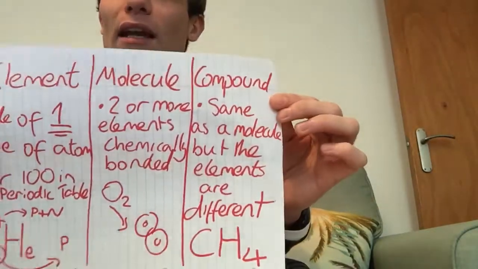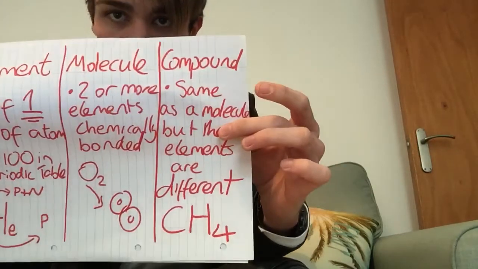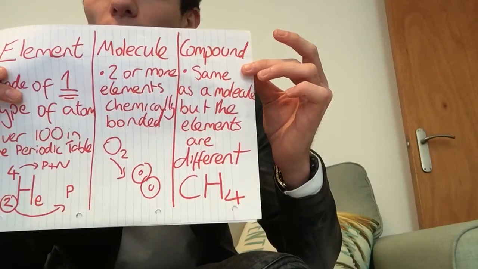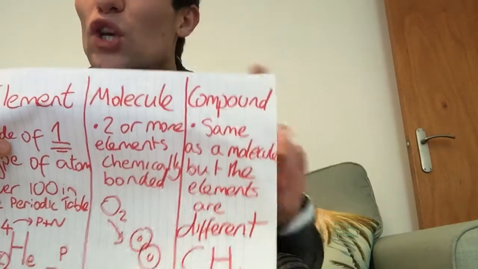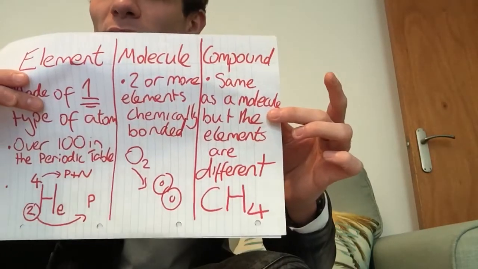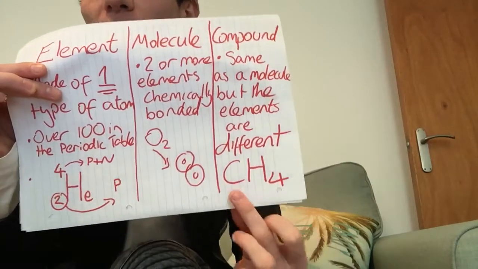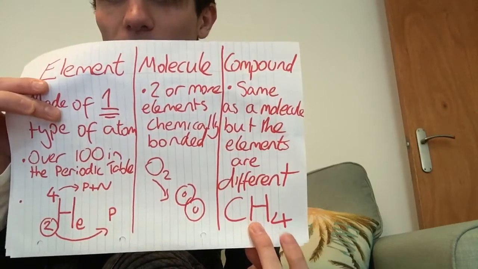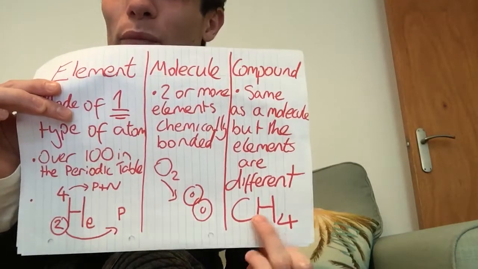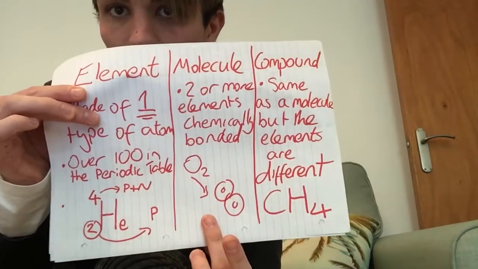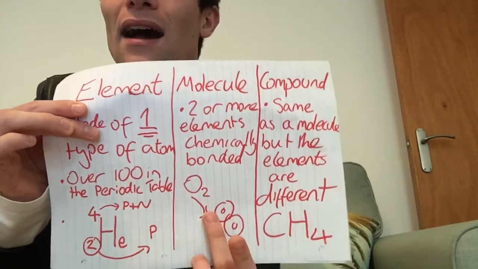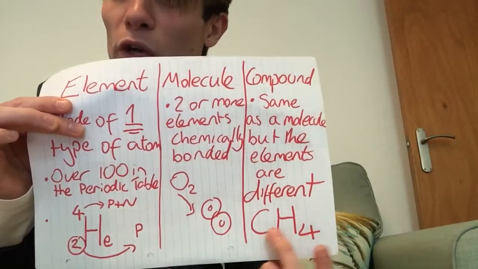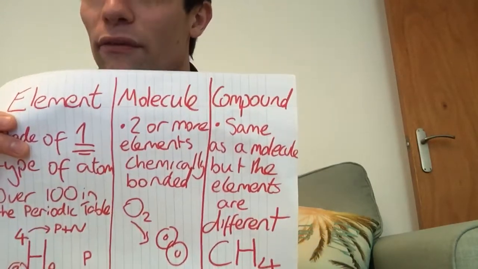Don't panic. Now, in your next column, I want you to write compounds. These little guys are just a molecule, but with 2 different atoms in there. So the example I've got here is methane. This is made up of a carbon atom and a hydrogen atom. It's a compound because these 2 are different, but they're chemically bonded together. Whilst this one, the molecule, these are the same. Okay? So it's not a compound because the elements are the same. This one is a compound because the elements are different.